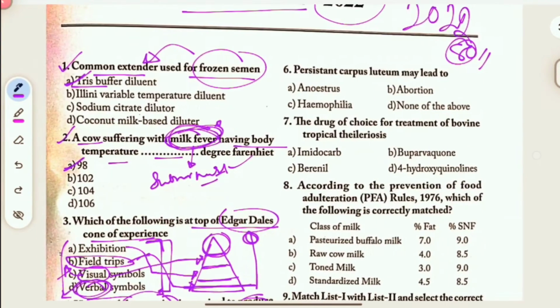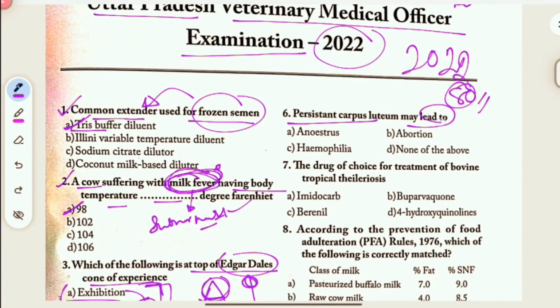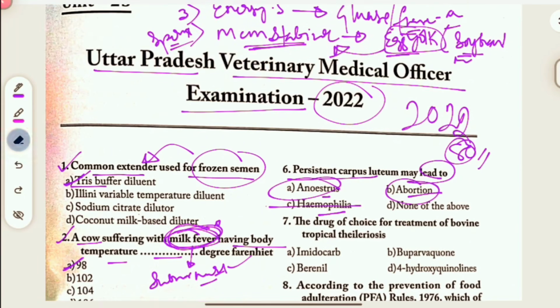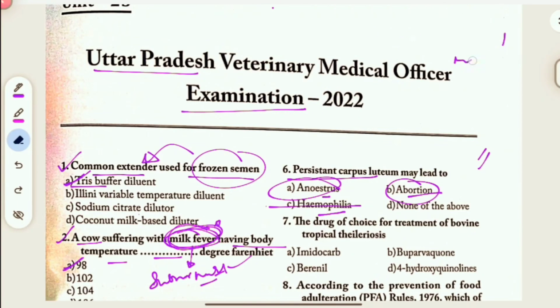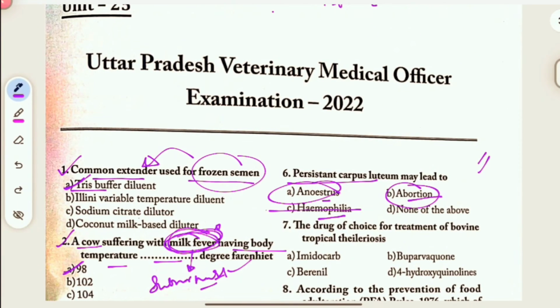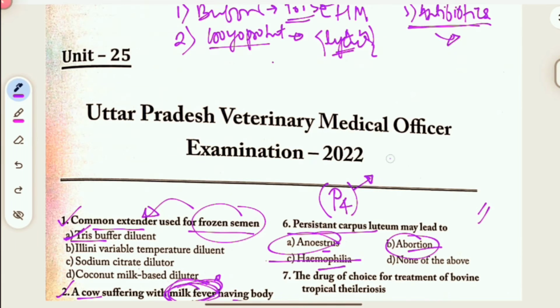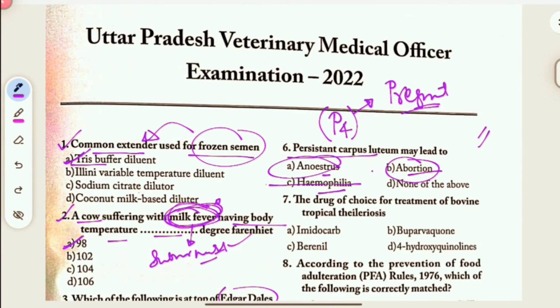In the next question, persistent corpus luteum may lead to anestrus, abortion, hemophilia, and none of the above. Hemophilia is not at all related to the corpus luteum. Whenever we discuss the corpus luteum, it produces a very common hormone, progesterone, commonly denoted as P4. The function of progesterone is to protect pregnancy if the animal is pregnant. Therefore, the abortion option is cancelled out.